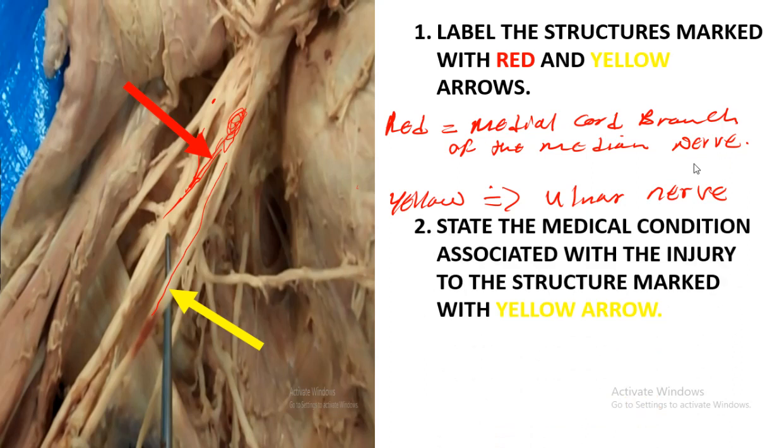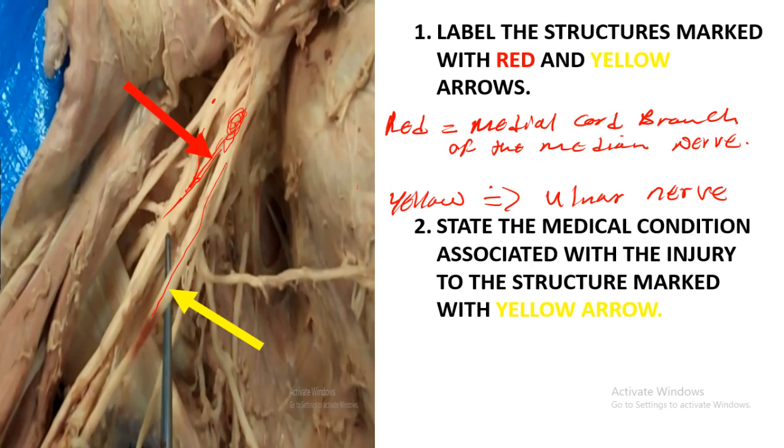Okay, let me quickly move on. State the medical condition associated with the injury to the structure which is named by the yellow arrow. So what do you think can happen if the ulnar nerve was damaged? What can really happen when the ulnar nerve is damaged?